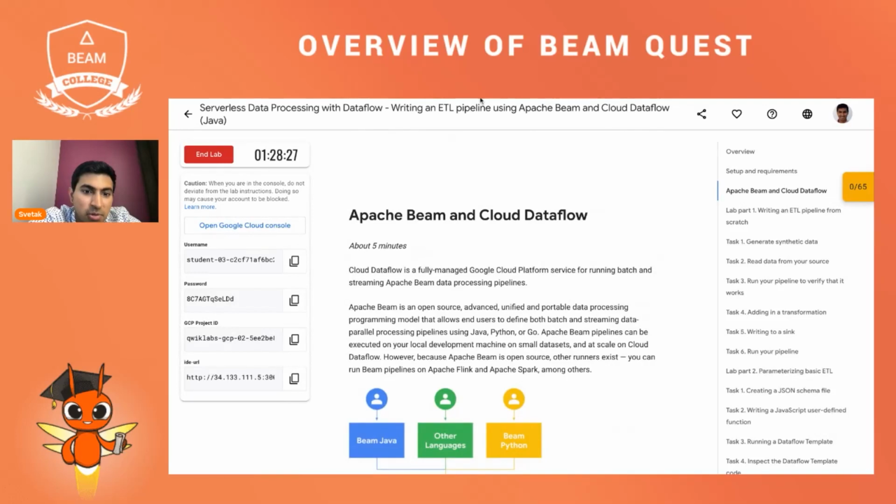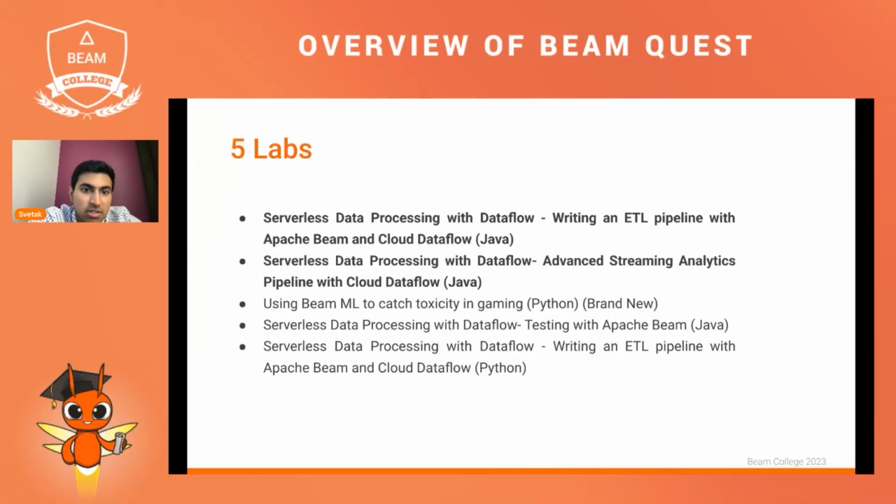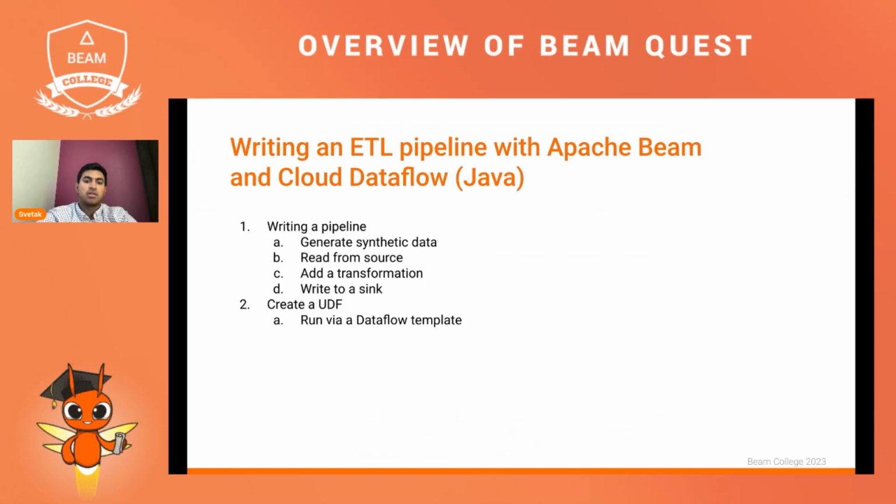And so now for what this lab covers. The first part of this lab is going to talk about writing a pipeline in Java. So we're going to start with generating synthetic data, then reading from a source, then adding a transformation, and then writing to a sink. So essentially all the steps in an end-to-end pipeline. The second thing we'll do is create a user-defined function, and we'll write that. And we're going to run this via a Dataflow template. And so that's a little bit about the first lab.